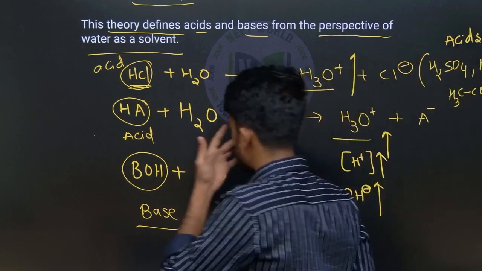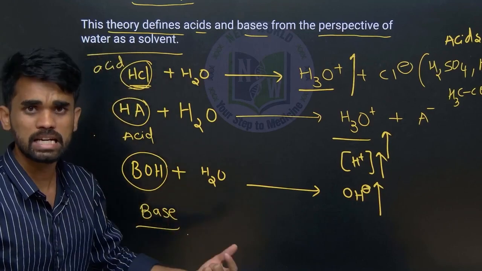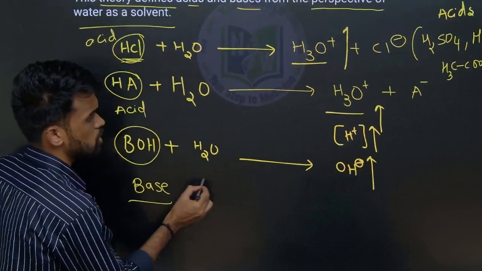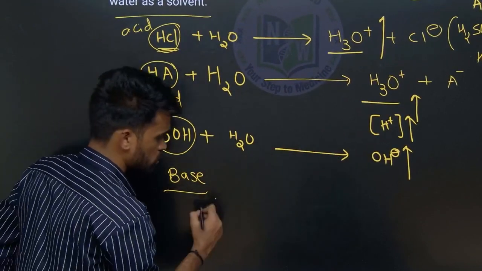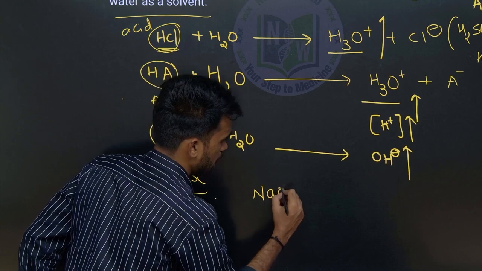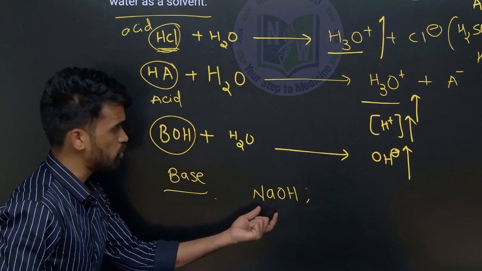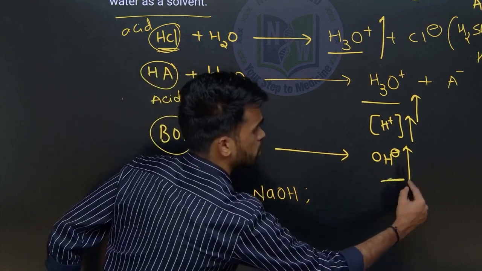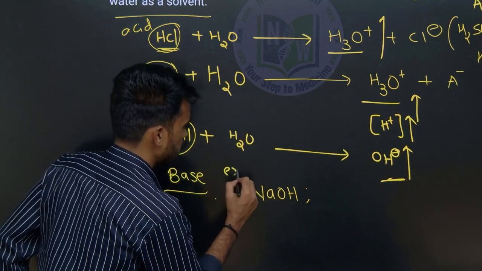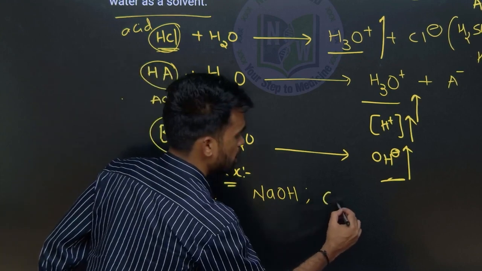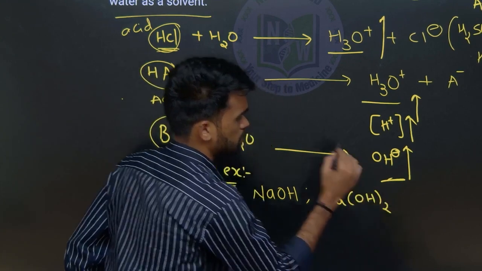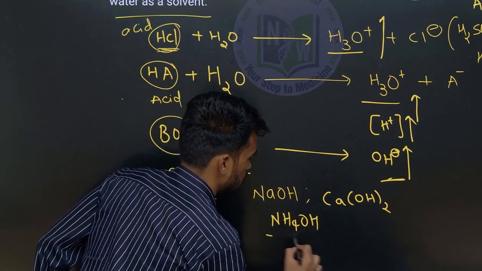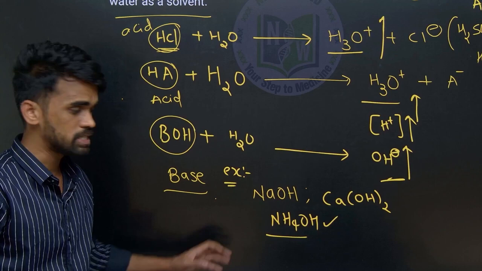Now the next one, base. What exactly is a base? Look into this. A base is something which increases the concentration of OH minus ions. See, any species like NaOH. When we keep NaOH in water, the aqueous medium, it releases OH minus ion. Therefore, the concentration of OH minus ion is increased. So I can say NaOH is an example for base, and Ca(OH)2 is also an example for base, something like this. Now NH4OH will also release OH minus ion, so this is also a base. These are the examples.